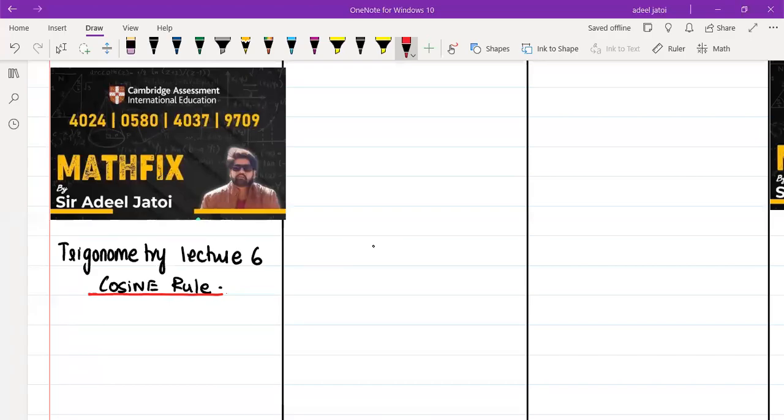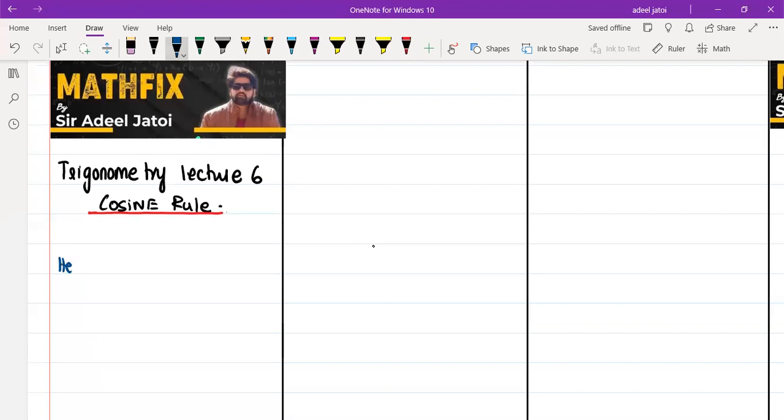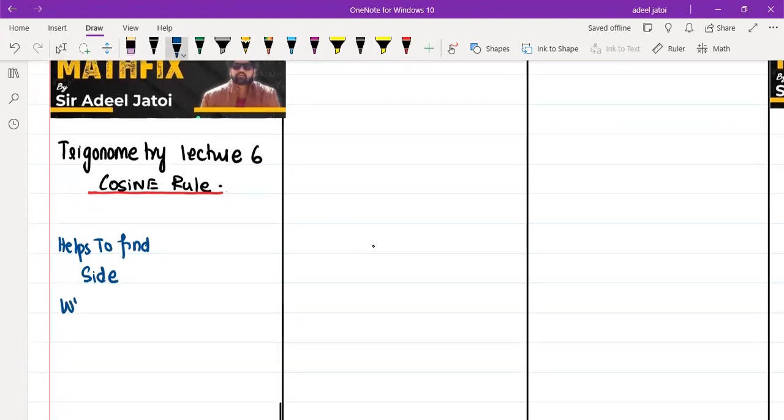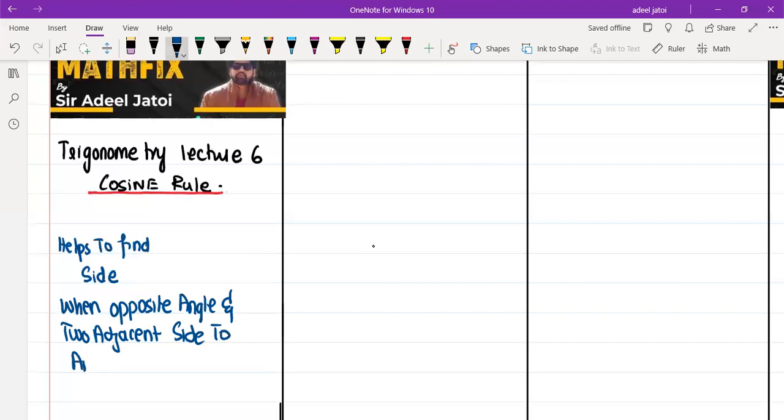Okay, ji. So trigonometry lecture number 6, we'll be doing cosine rule. So what does cosine rule say? Cosine rule specifically helps us to find side when opposite angle and two adjacent sides to the angle are given.